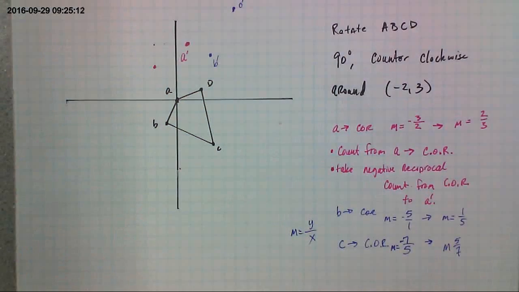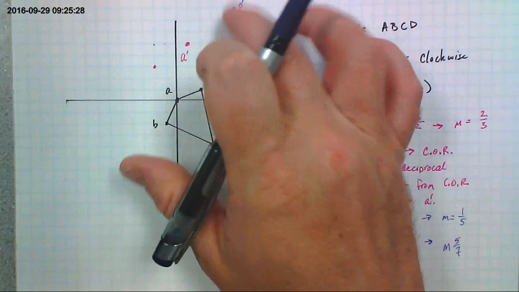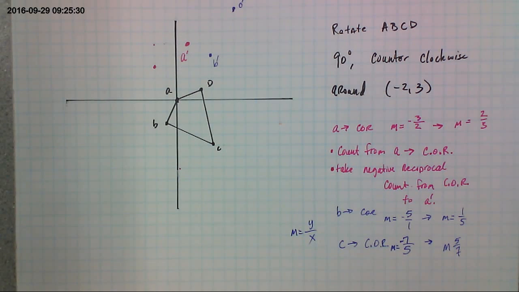If it's counterclockwise, why wouldn't you count to the left? Counterclockwise, why wouldn't I count to the left? Well, I'm going counterclockwise, so I want it over here, right? And a positive slope from here is up and to the right. If I went up and to the left, then that would be a negative slope.